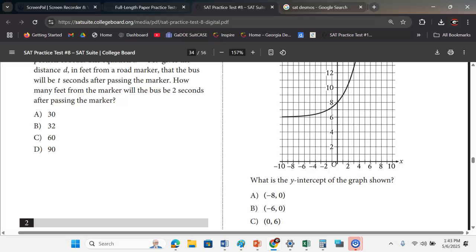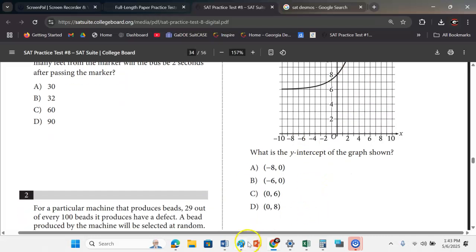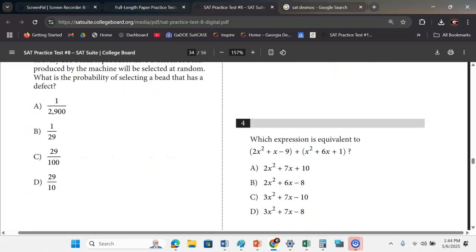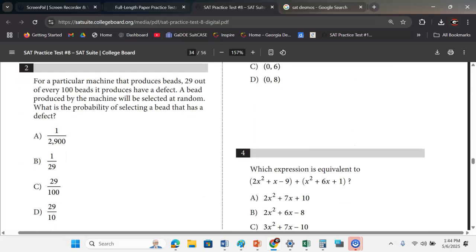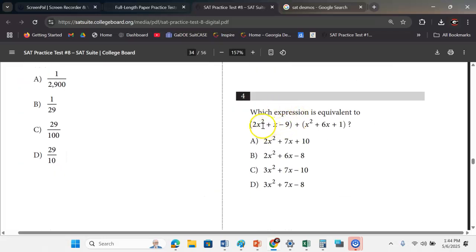Number three is an exponential graph. We can tell by looking at it. What's the y-intercept? Y-intercept is where it crosses the y-axis. That would be 0, 8. So it's D right there. 0, 8, where it crosses the y-axis.